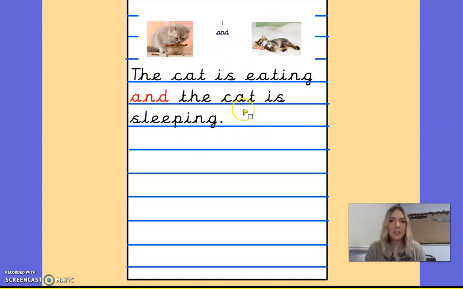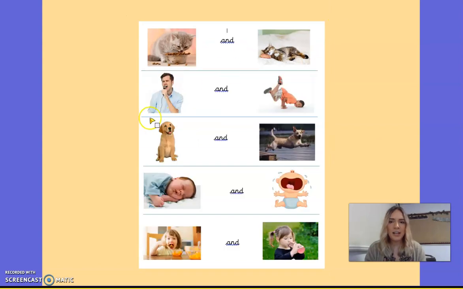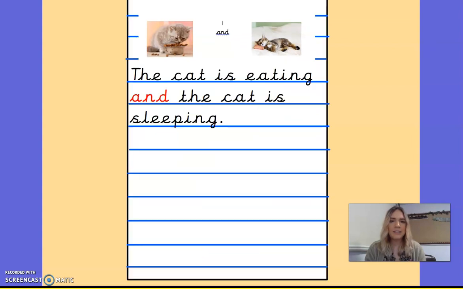So once you've done your first one, you will then go back to your sheet and cut along that blue line and stick that one in underneath your sentence, and then you will write a compound sentence for those two pictures. So I am looking forward to seeing all of your sentences you have written, and I know you will be amazing.